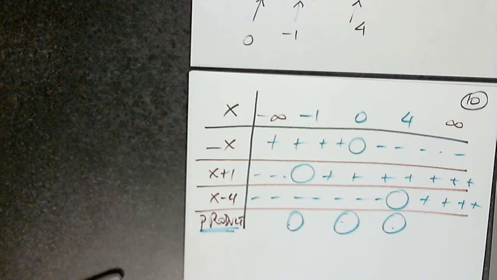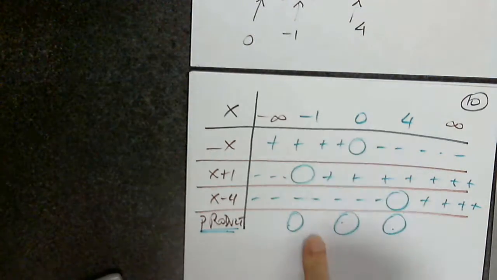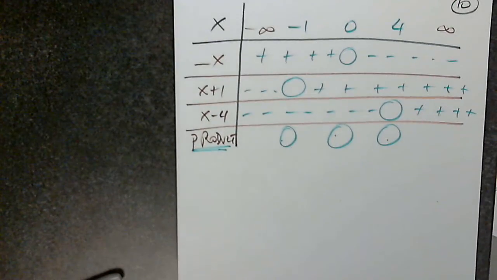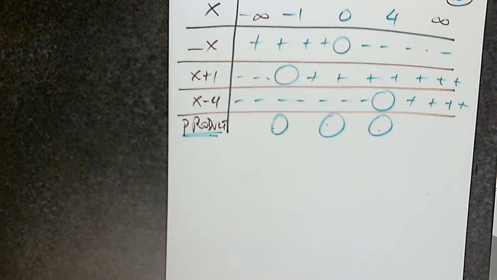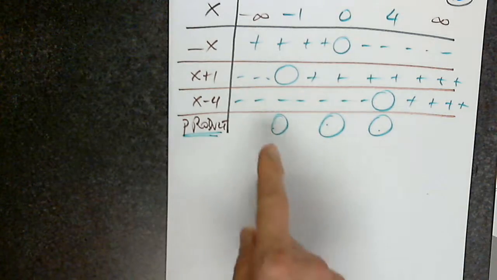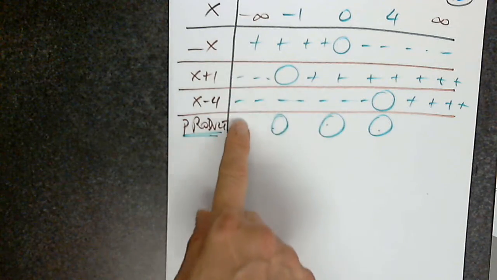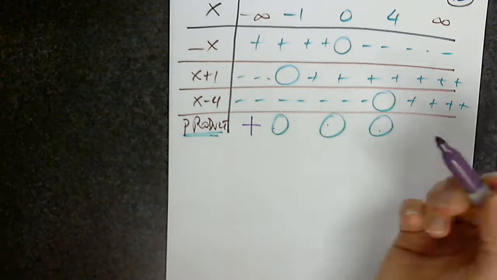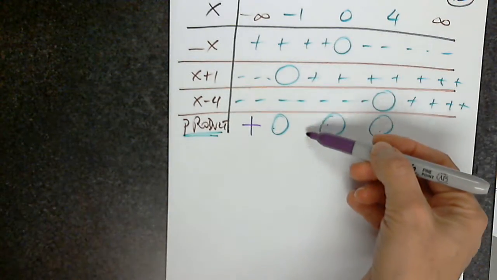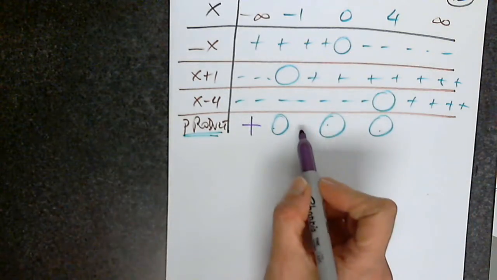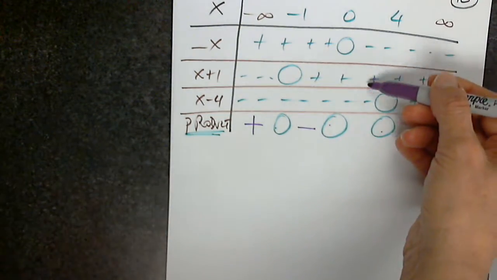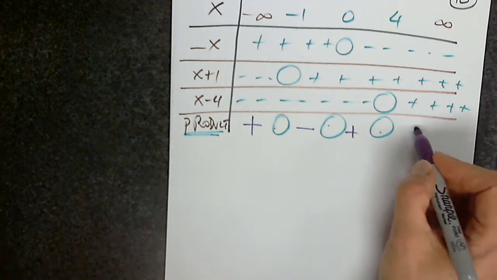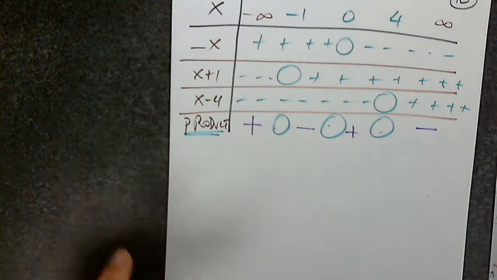I see 1, 2, 3, 4 subintervals. Therefore, I only have to count the negatives. In the first subinterval, I have 2 negatives. What is the sign of the product? Perfect. In the next subinterval, I only count a negative. Negative. In the next one, I count 2 negatives again. And in the last one, I count negative. Now I'm done. I studied the sign.